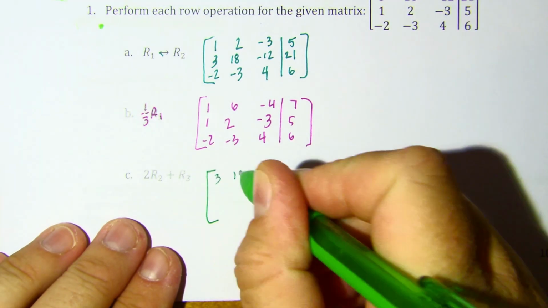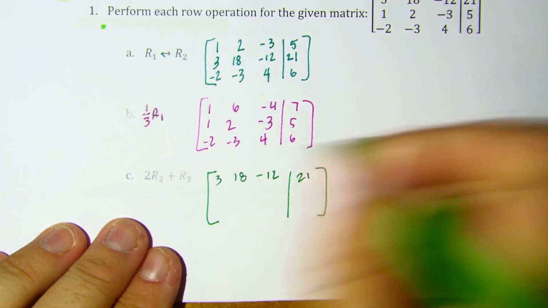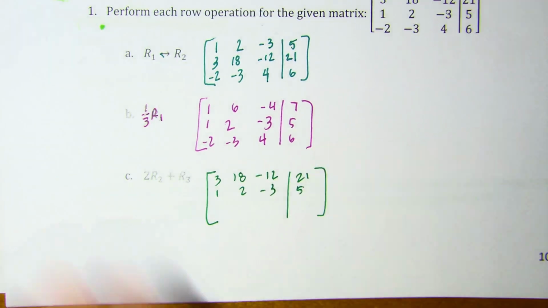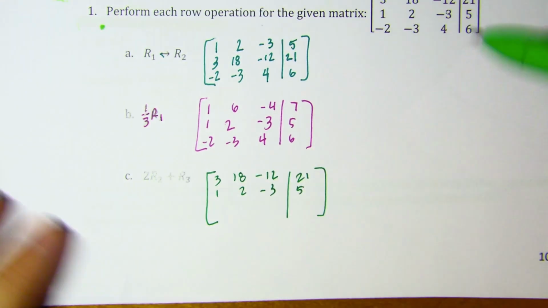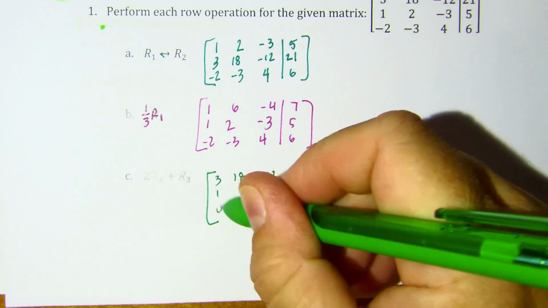So 3, 18, negative 12, and 21. And 1, 2, negative 3, and 5. So 2 times row 2 plus row 3. 2 times 1 is 2, plus negative 2 is 0.